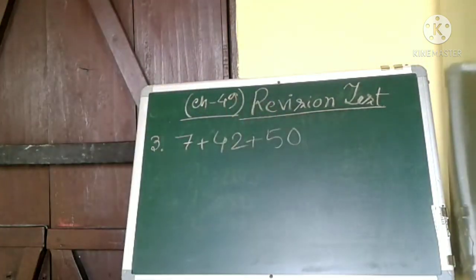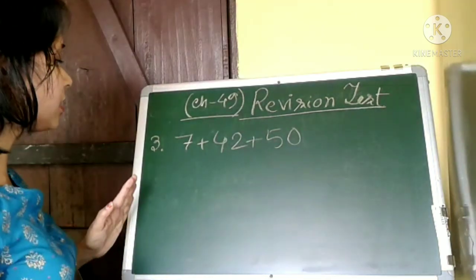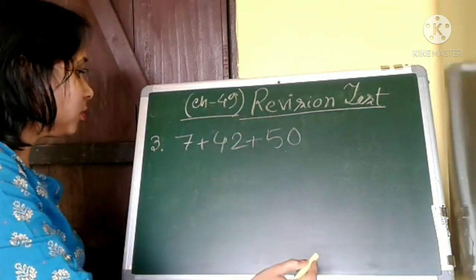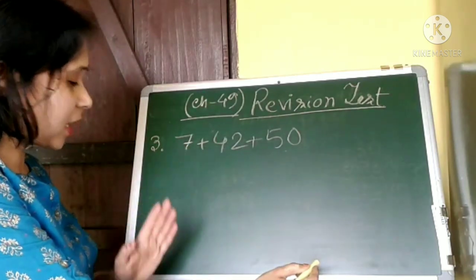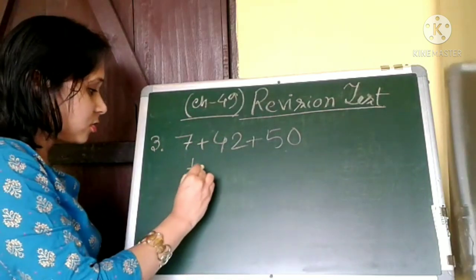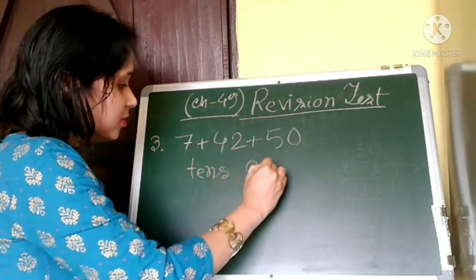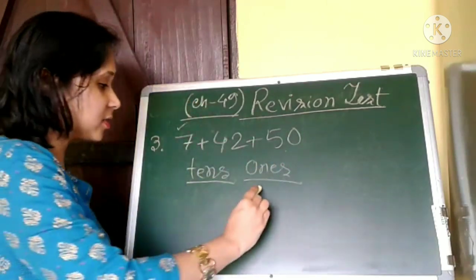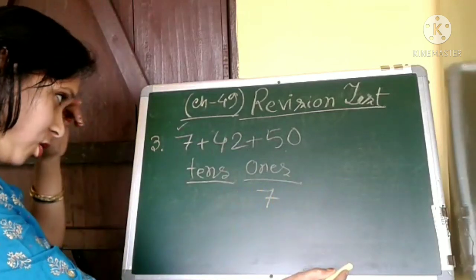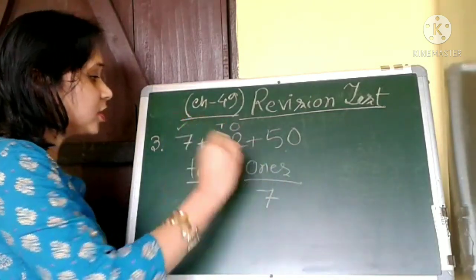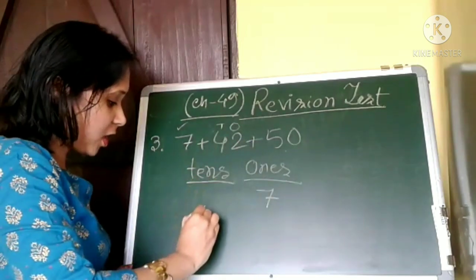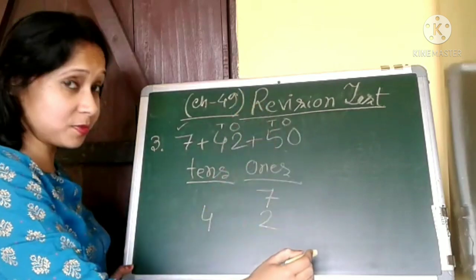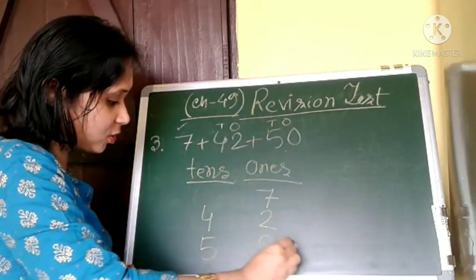Number 3 is also from chapter 49. Here 1 digit, and these two are 2-digit numbers. So first you will write the numbers in a place value chart, tens and ones. First 7 ones, so I have written 7 in the ones place. Then 42. In 42, here 4 tens, 2 ones. Next 50. In 50, here 5 tens, 0 ones.